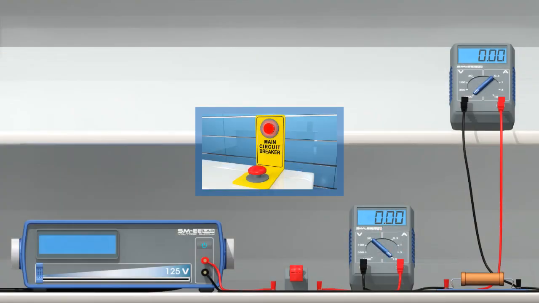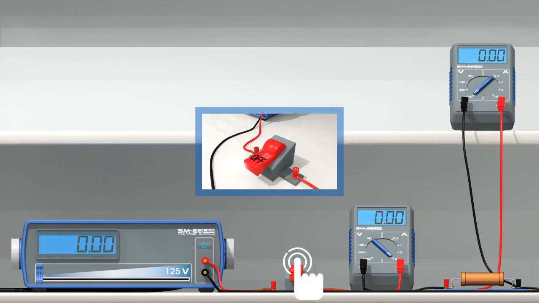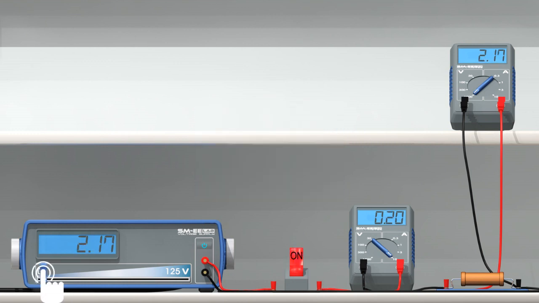Turn on the main circuit breaker and check that the output voltage is 0. Close the circuit switch by tapping it. Move the voltage supply slider slowly and collect ammeter readings, voltmeter readings, and voltage supply output readings.